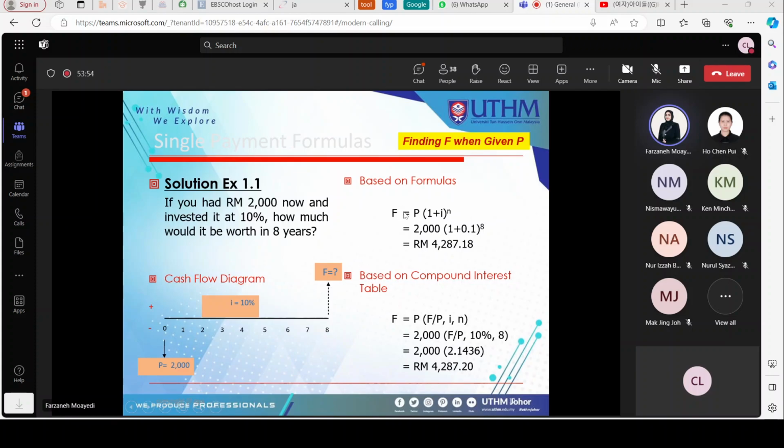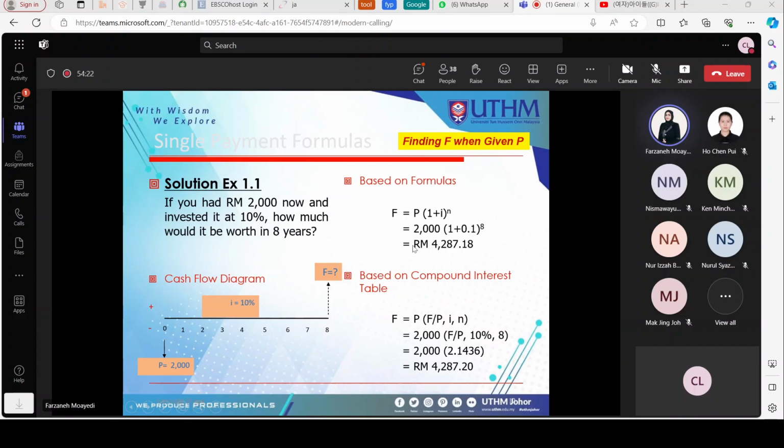So F equals the present value times (1 plus i) to the power of n. P is equal to 2000, the interest is 10% and the duration is 8 years. So at the end of the 8 years, the future value is going to be 4,287. So this is if we are using the formula.